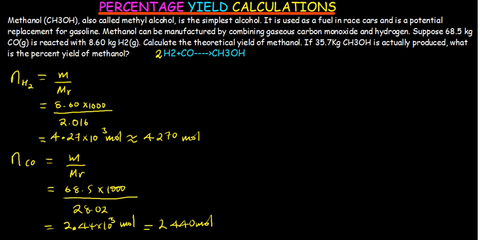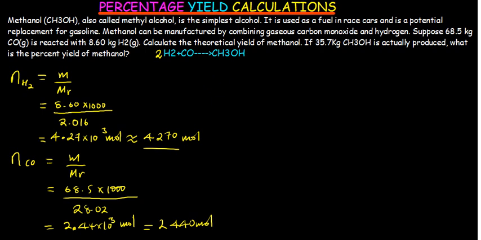Now we know the moles of hydrogen and the moles of carbon monoxide. If we use these moles of hydrogen, how much do we expect to get as the moles of, I mean, the moles of methanol? How are we going to go about this one?